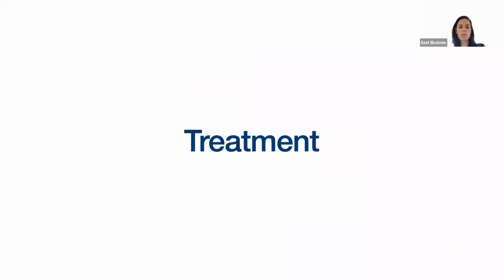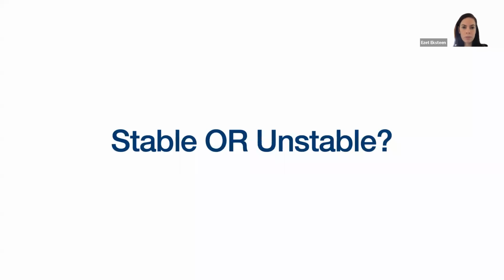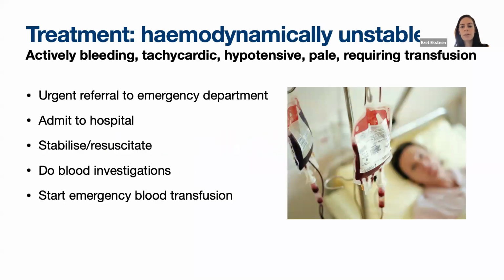So let's move on to the treatment of our patients. First of all, I think it's quite important to determine whether your patient is stable or unstable. I'm going to focus more on the treatment of your stable bleeding patient, whereas your unstable patient will usually be referred to hospital. So this is your patient that, like I've mentioned in your clinical examination, is pale, tachycardic, and hypotensive. Usually they might be a bit sweaty.